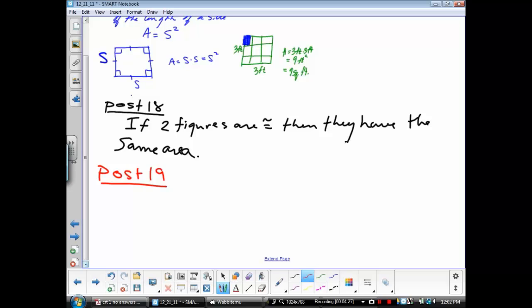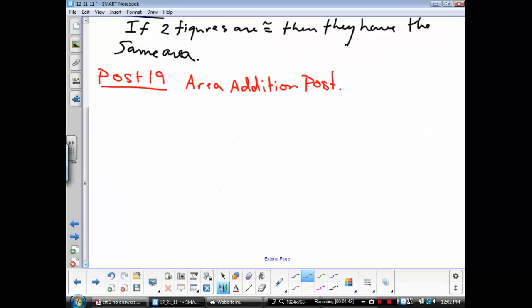Our next postulate, postulate 19, is our area addition postulate. And what the area addition postulate says is, if you have an area of a region that is odd-shaped, we can divide it into pieces of area that we know how to find, and then add those pieces together. So in geometry terms, the area of a region is the sum of the areas of the non-overlapping parts.